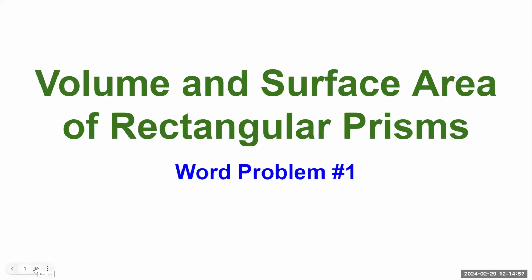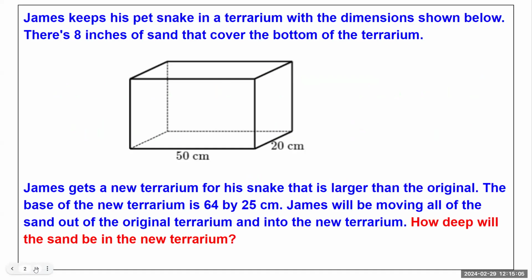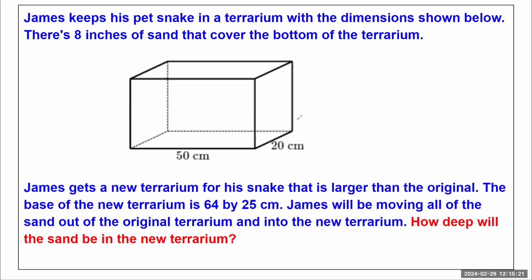In this video, we're going to look at a word problem that involves the volume and the surface area of a rectangular prism. The problem we're looking at here is that James keeps his pet snake in a terrarium with the dimensions shown below. The terrarium has a length of 50 centimeters, a width of 20 centimeters, and we also know that there is 8 centimeters of sand in the bottom of that terrarium.